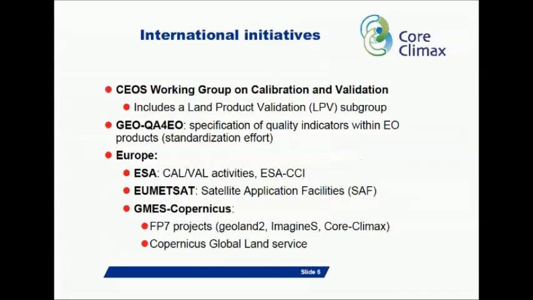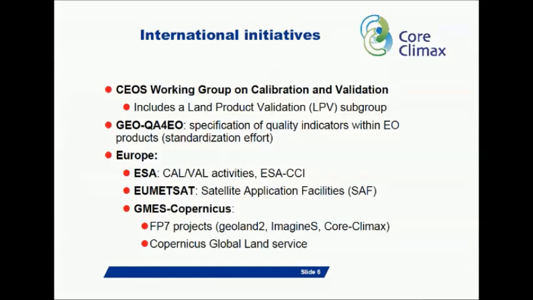Regarding land variables, a number of international initiatives exist today. In the framework of the CEOS working group on calibration and validation, there is now a land product validation subgroup, which has issued a number of reports and recommendations. In the framework of GEO, there is a QA4EO initiative, which aims at specifying quality indicators and working towards a standardization effort. And in Europe, as you know, there are the ESA Cal/Val activities, and also the ESA CCI projects, which were mentioned this morning.